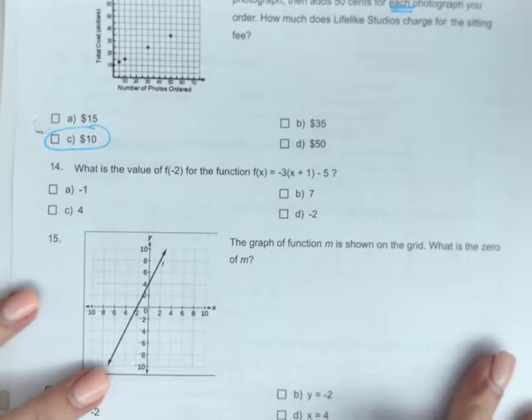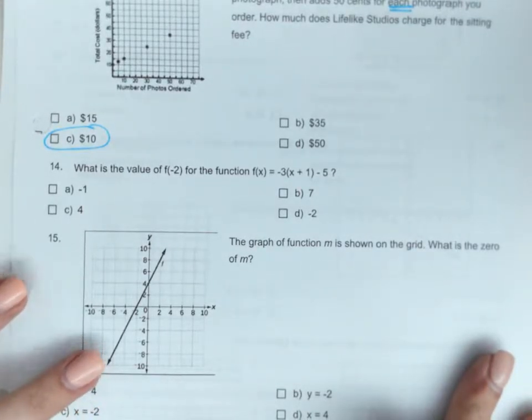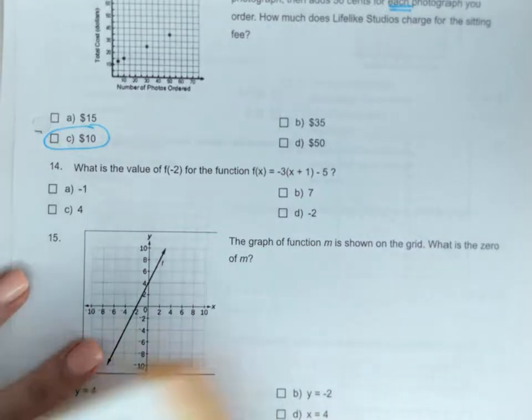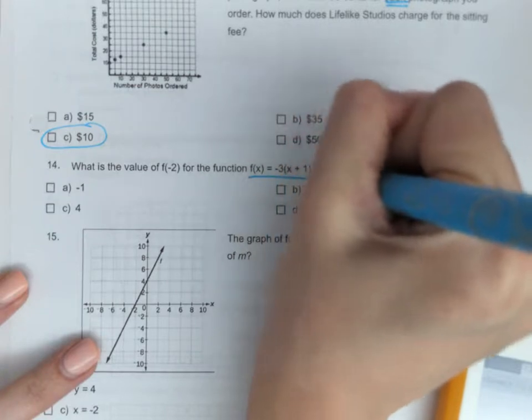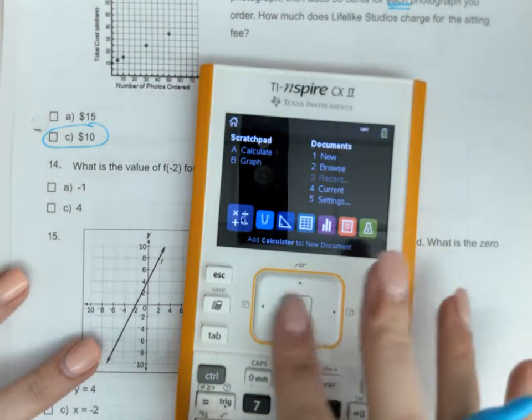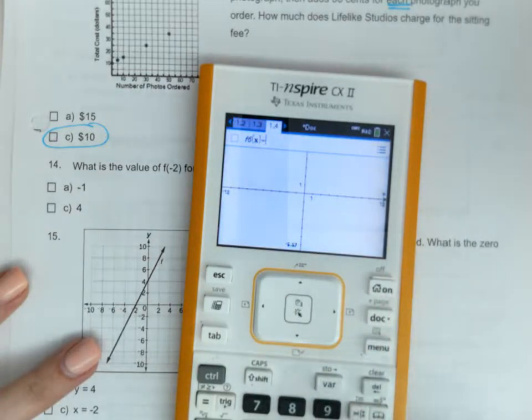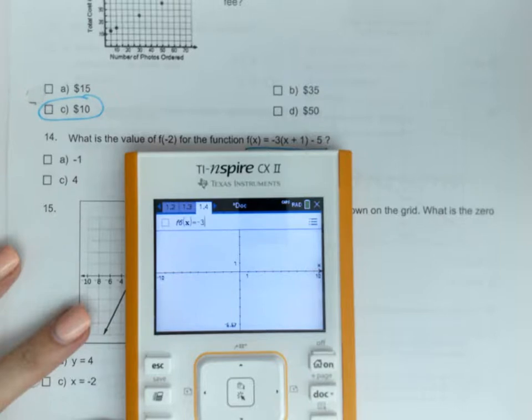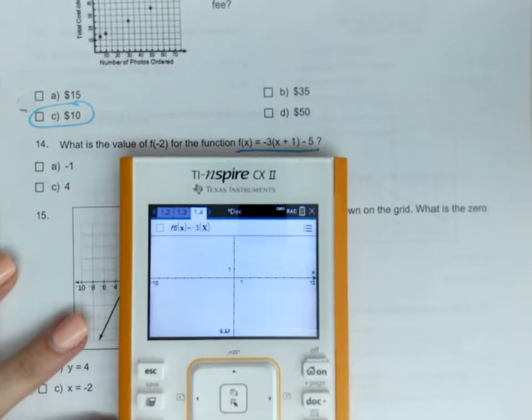What is the value of f of negative 2 for the function f of x equals negative 3 parentheses x plus 1 close parentheses minus 5? This right here is a function. It's f of x. So let's go to our graph. And we're going to type it in as a function. Negative 3 parentheses x plus 1 close parentheses minus 5.